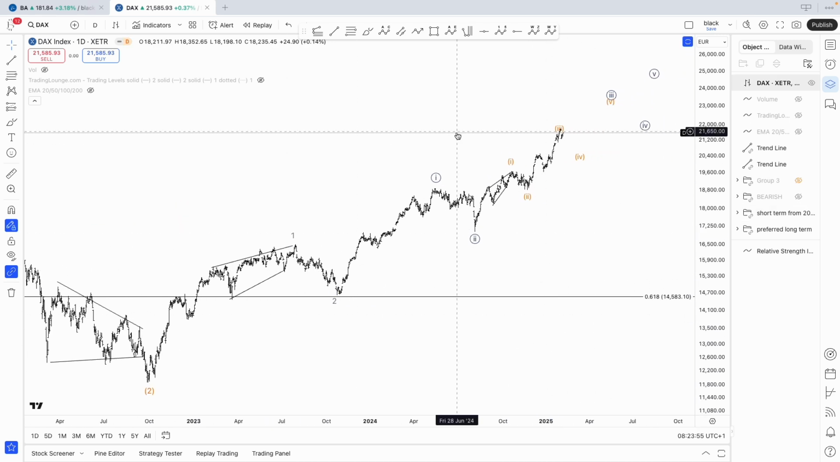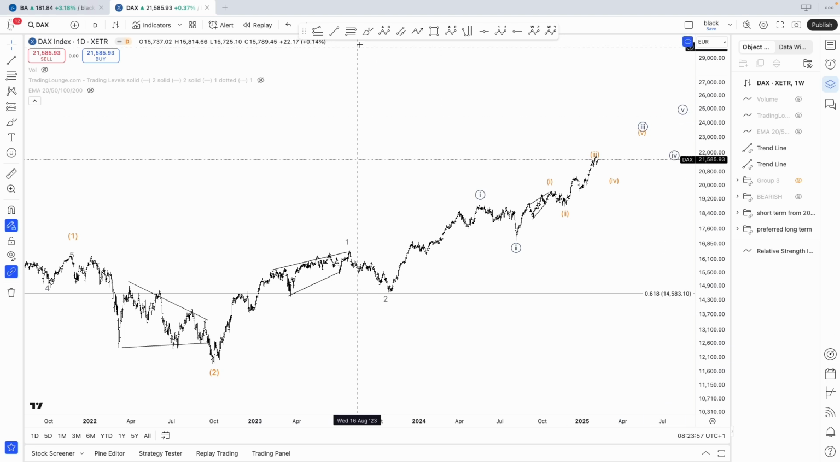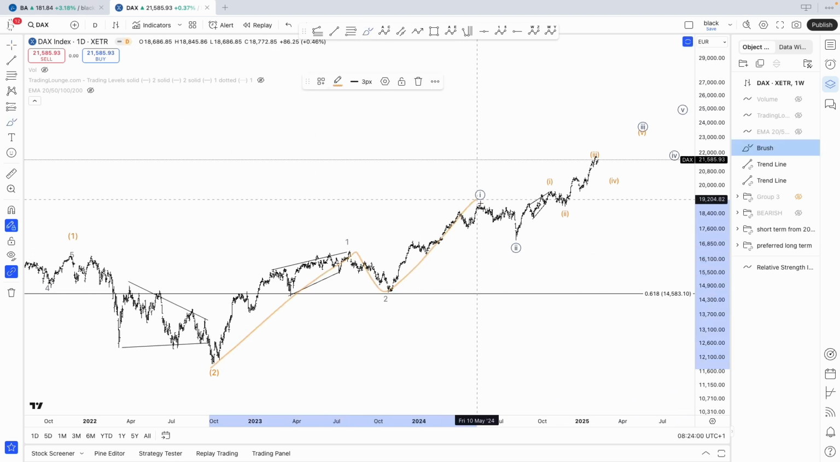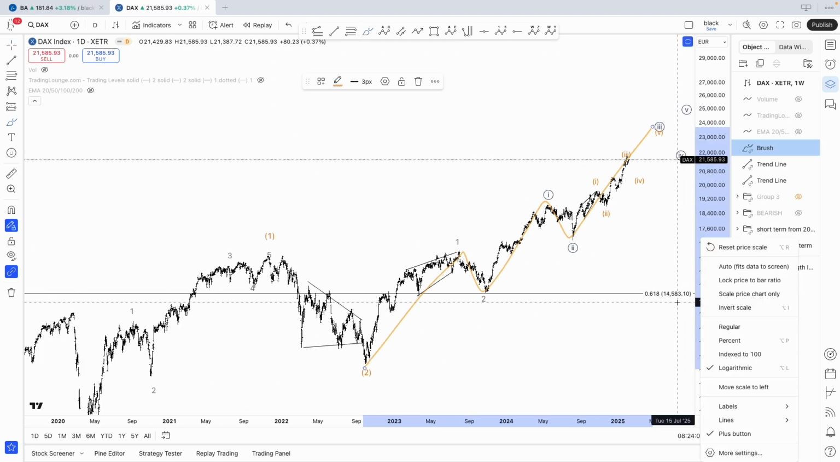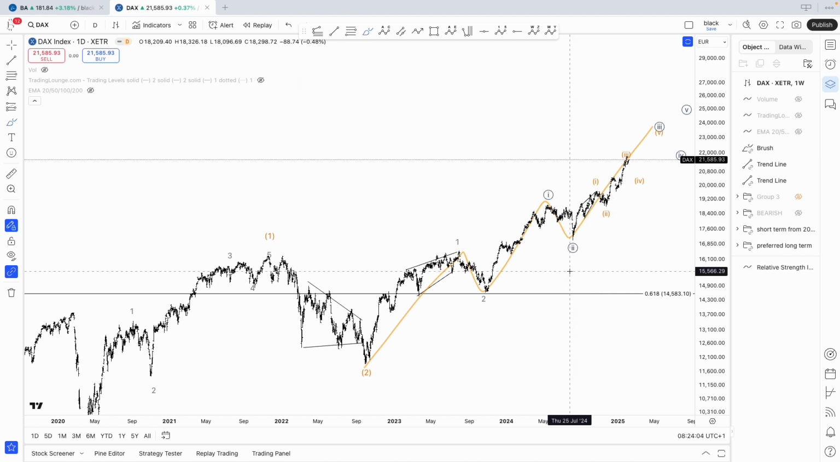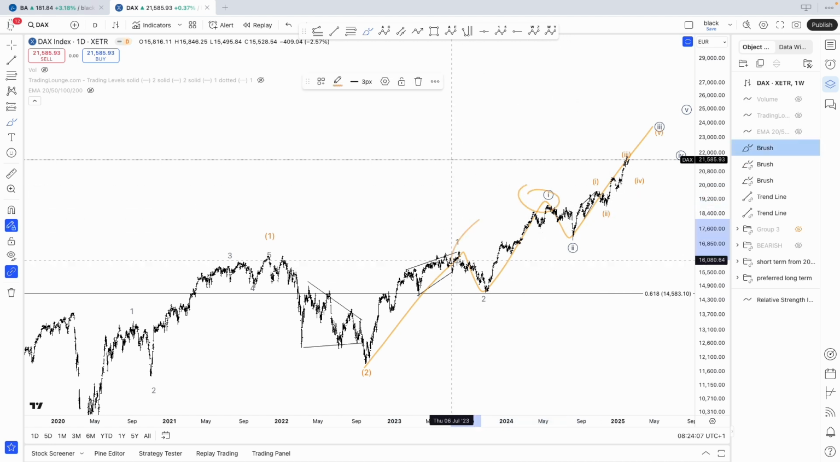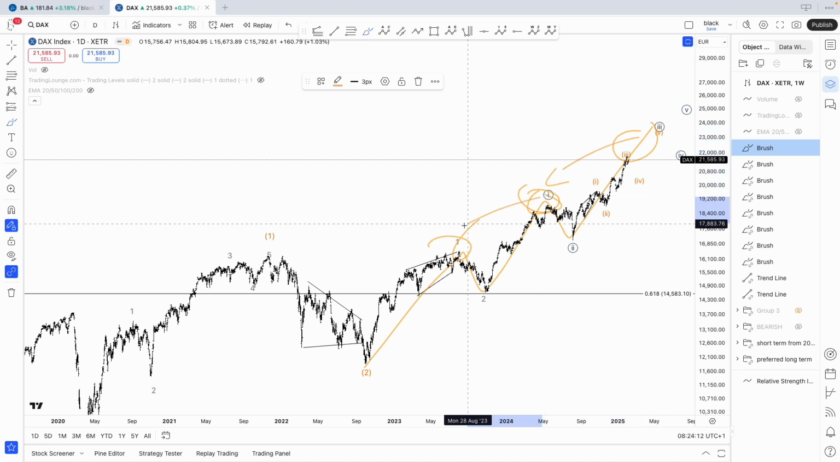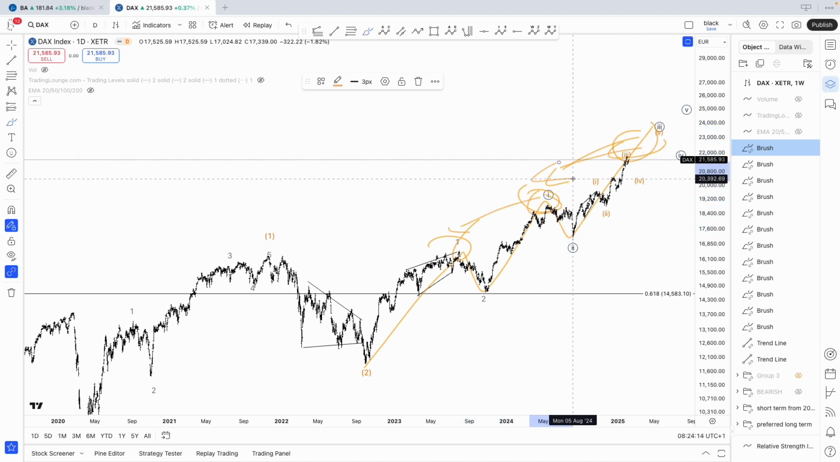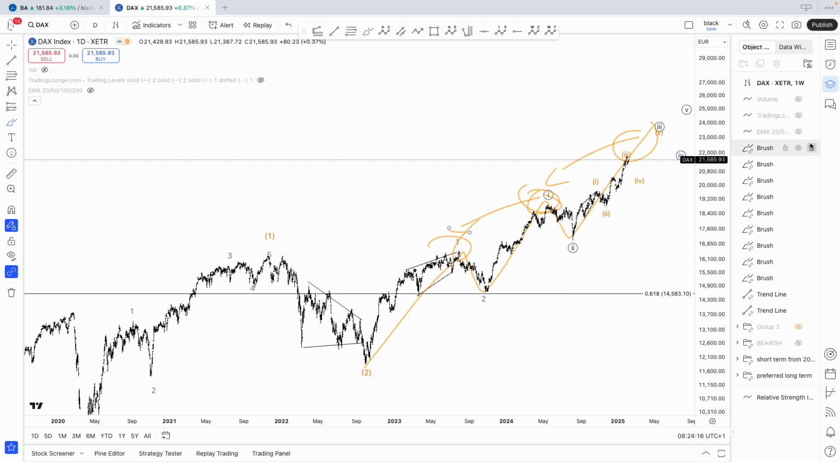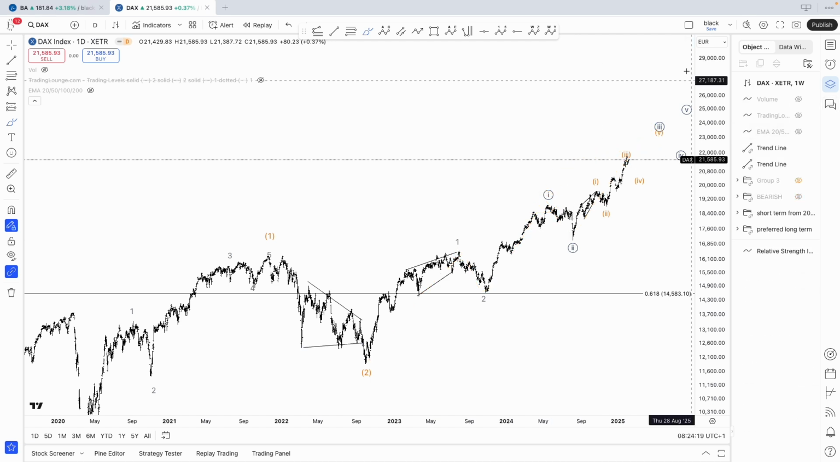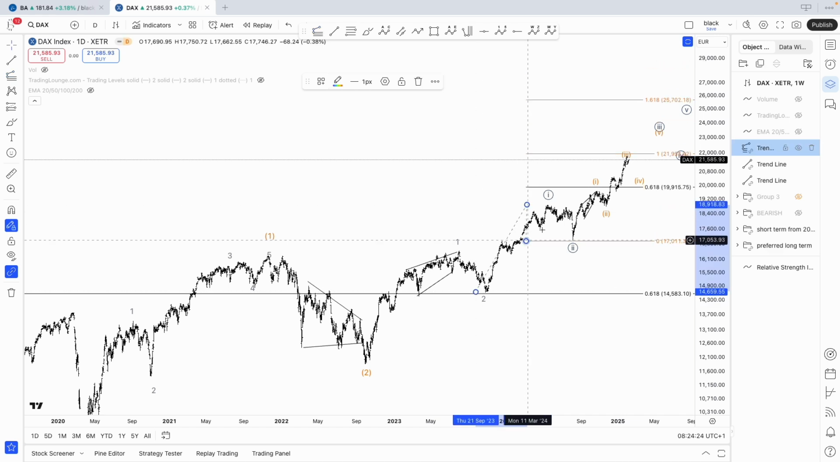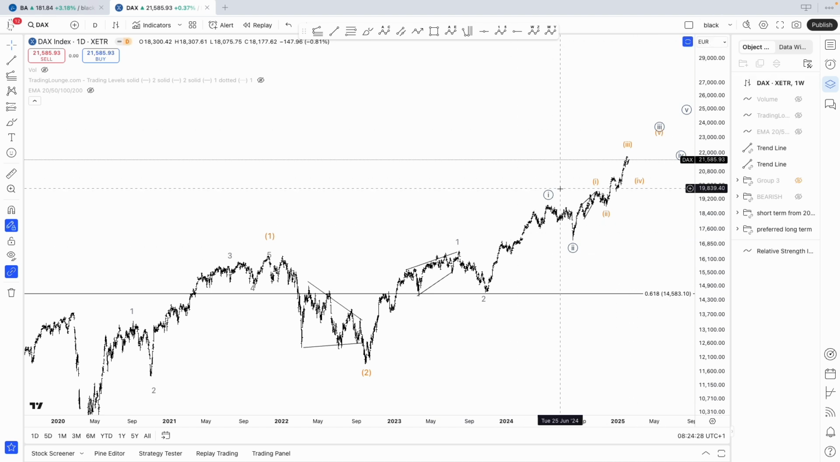So 1, 2, 1, 2. Now you may ask, Elliott, why isn't it 1, 2, 3, 4, 5? Good question. The problem is, if it was, 3 would be longer than 1, hence 5 would have to be shorter than 3. Is that possible? In this count, it wouldn't, if I'm not mistaken. We would be extremely close to invalidation, so that's highly unlikely. That's why 1, 2, 1, 2, 1, 2.